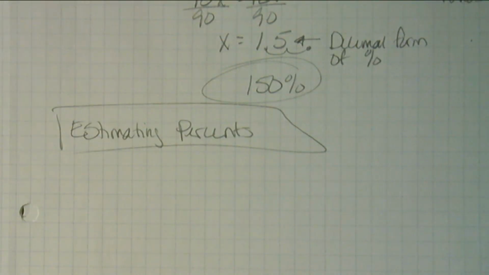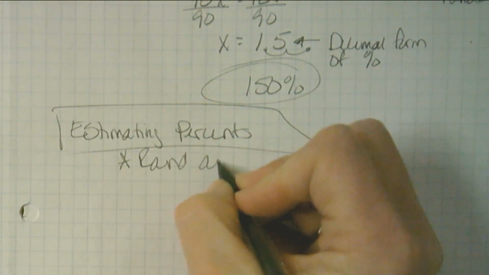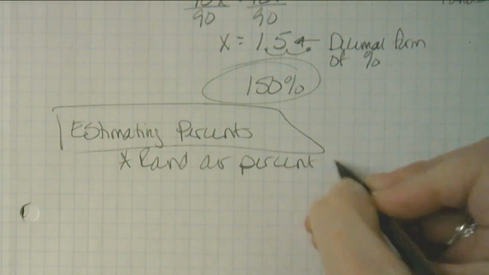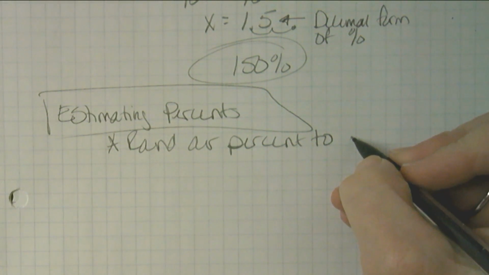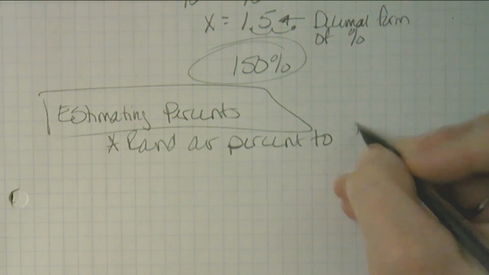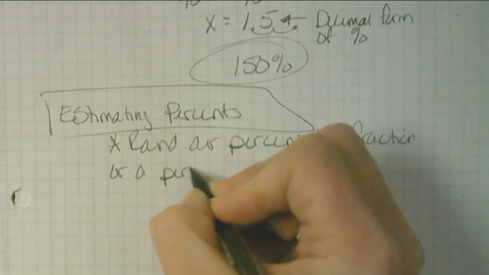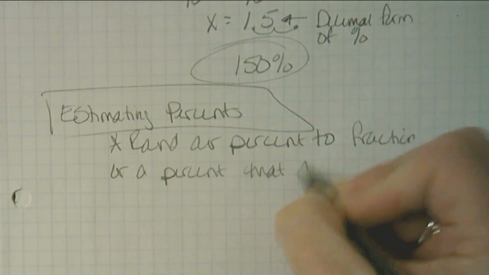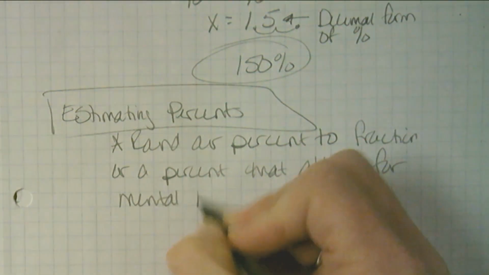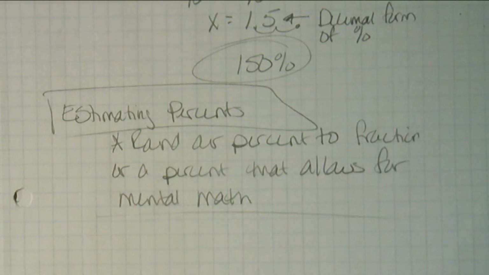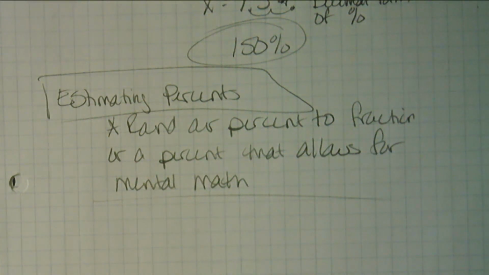All right, when we are estimating percents, what we want to do is round our percent to a fraction or a percent that allows for mental math. So I shouldn't have to use my calculator at all. All right, let's figure out what I'm talking about with that.